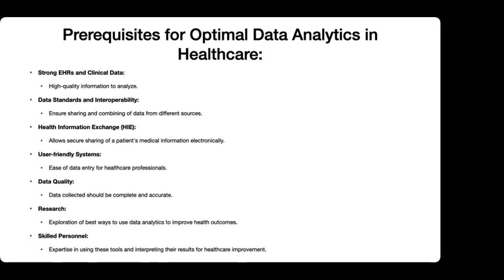Third, we need what? We need the health information exchange system. It is a process that allows healthcare professionals to appropriately access and securely share patients' medical information electronically, because the data will be useless if you cannot share all the data that you analyze. If you cannot share that with your colleagues or other scientists or other health professionals.